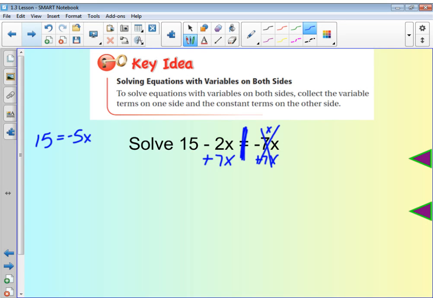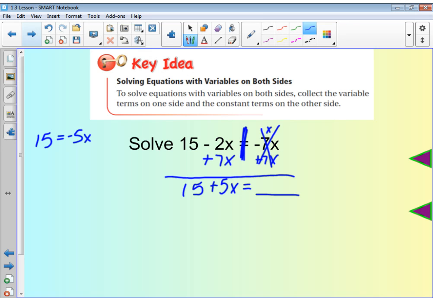I'm combining like terms, right? So now I have a 15. Negative 2 plus 7 gives me positive 5X equals, and there's nothing here. So the problem with doing it that way, where I moved the X's to the left because that's where I prefer them, is that I have nothing left on the right-hand side of the equal sign. That means I'm going to have to do another step so that there is something over there.